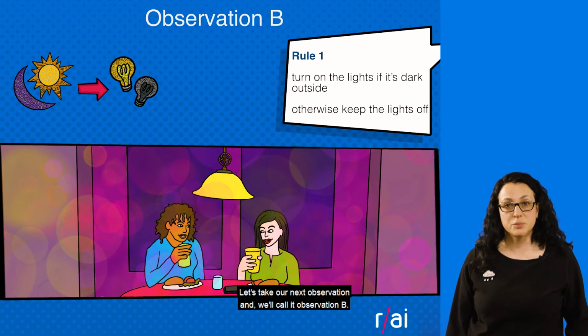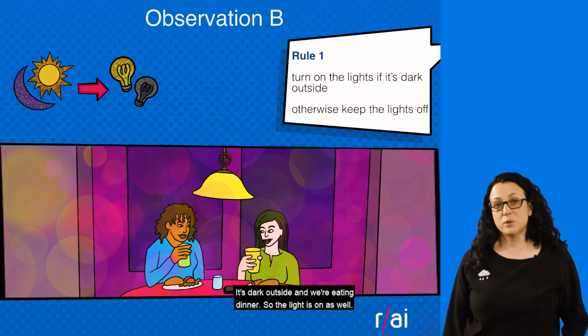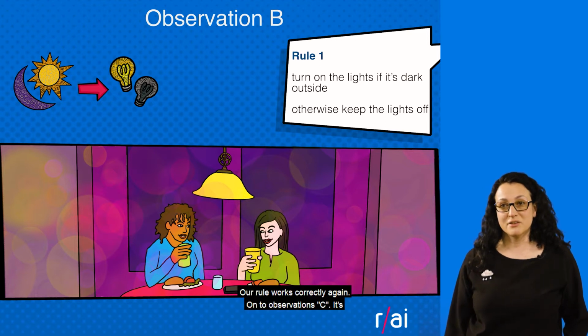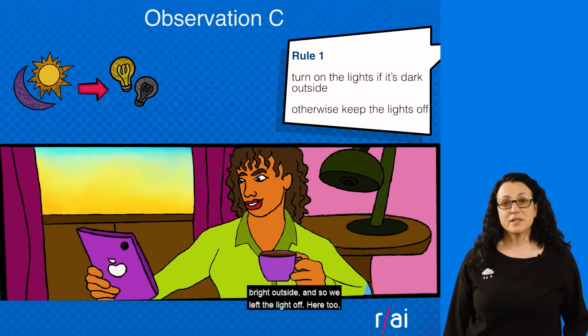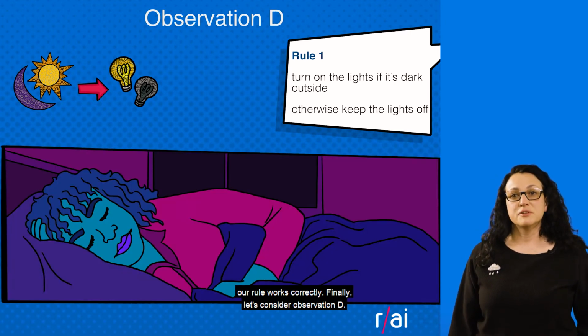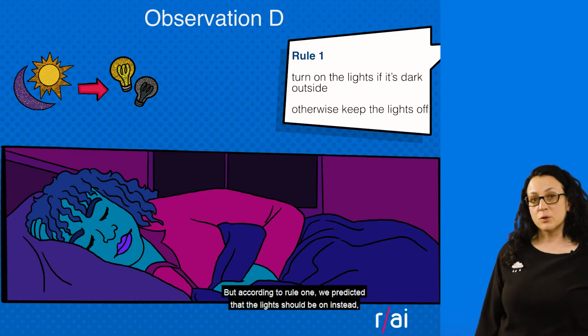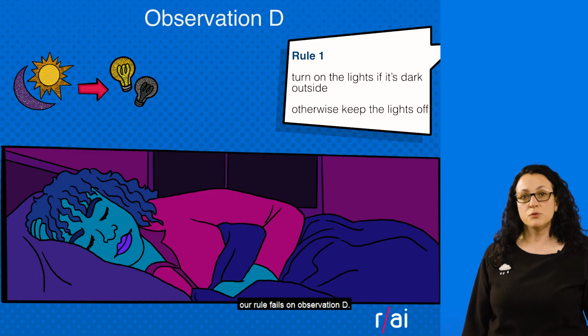Let's take our next observation. We'll call it observation B. It's dark outside and we're eating dinner, so the light is on as well. Our rule works correctly again. On to observation C. It's bright outside and so we left the light off. Here too, our rule works correctly. Finally, let's consider observation D. It's dark out and we're turning in for the night, and so have turned the lights off. But according to Rule 1, we predicted that the lights should be on instead. Our rule fails on observation D.